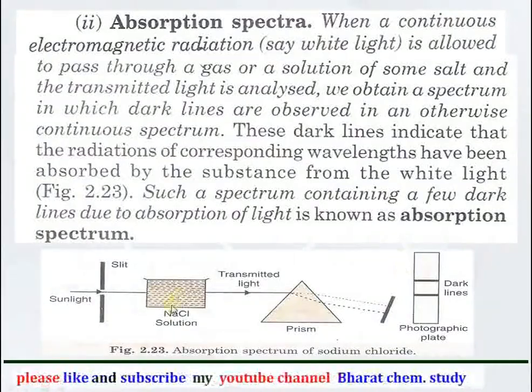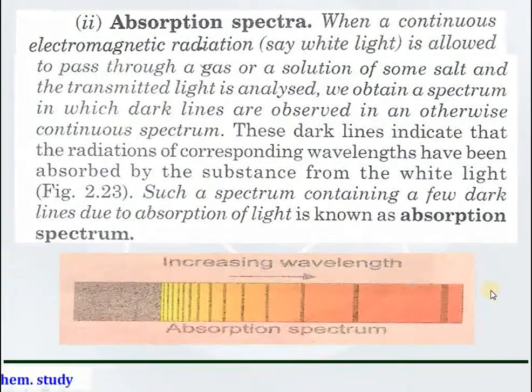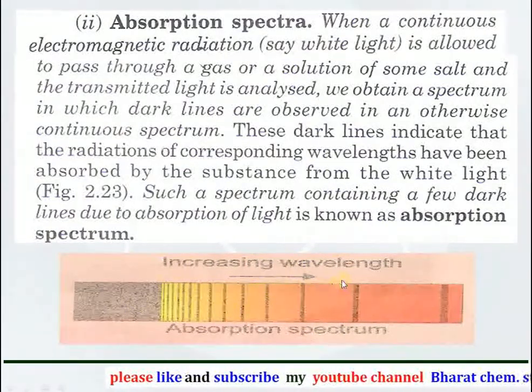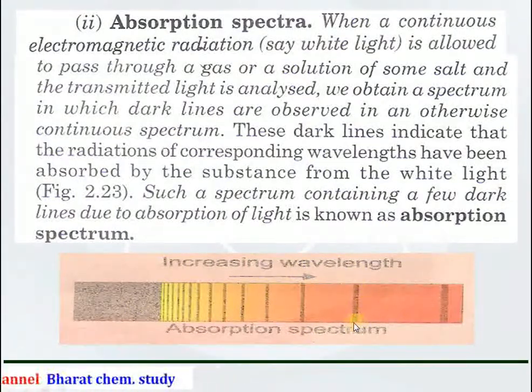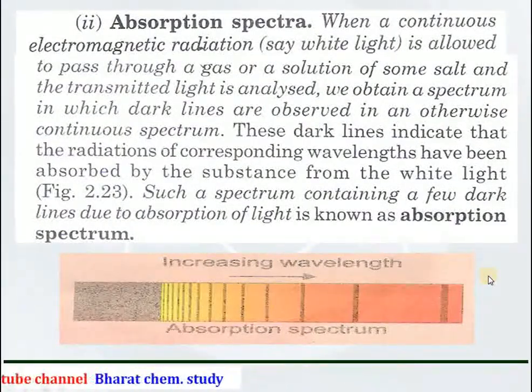So here, sunlight is passed through a solution of NaCl and then the transmitted light is observed. The absorption spectrum looks like this. Here you can see that instead of a continuous spectrum, there are certain dark gaps or bands in between the spectrum. Therefore, this spectrum is also called a discontinuous spectrum.